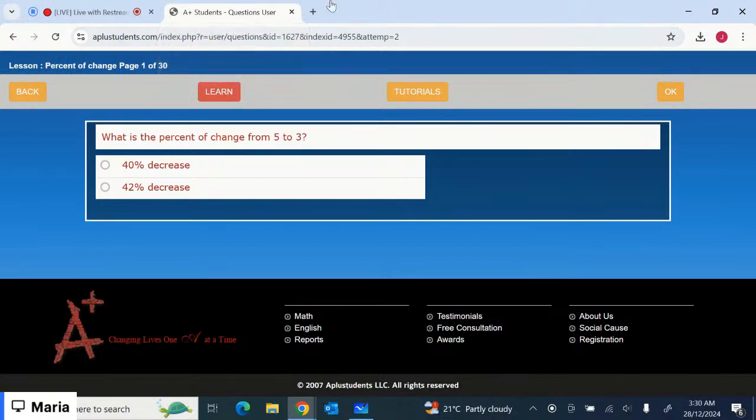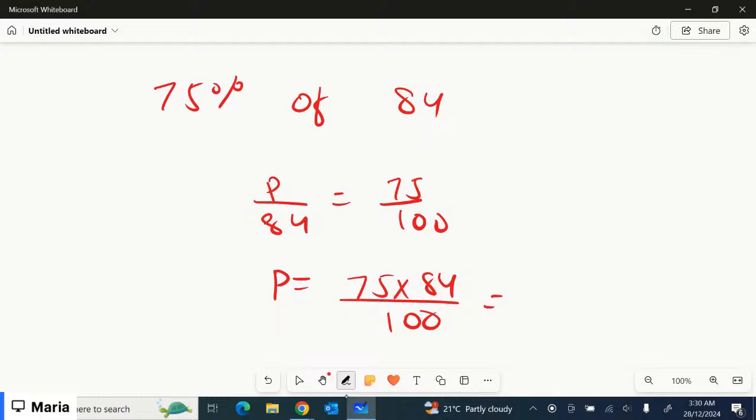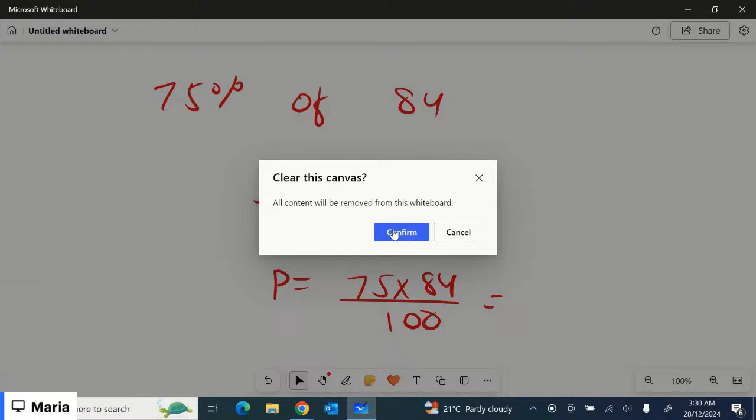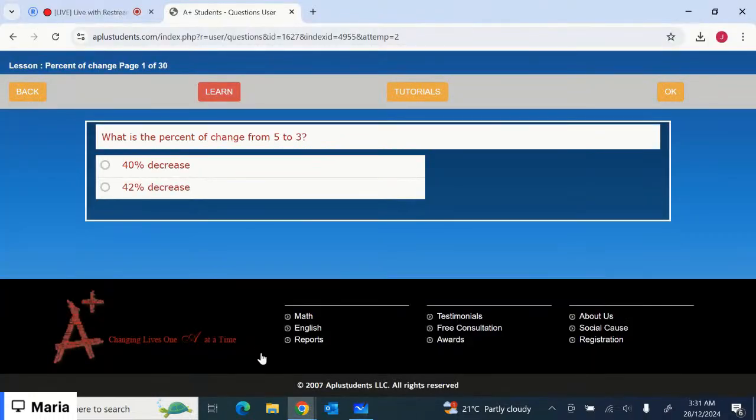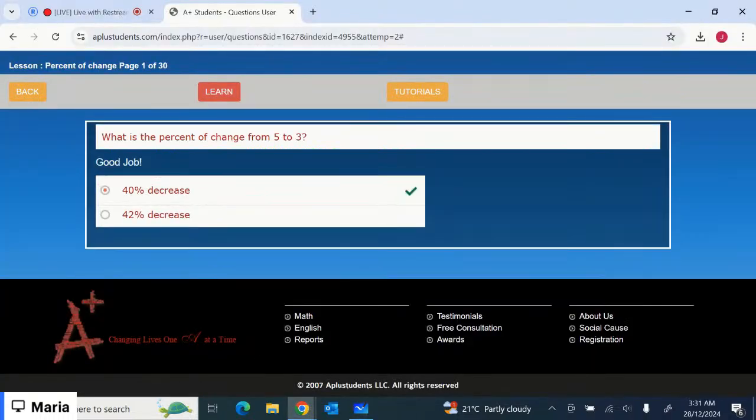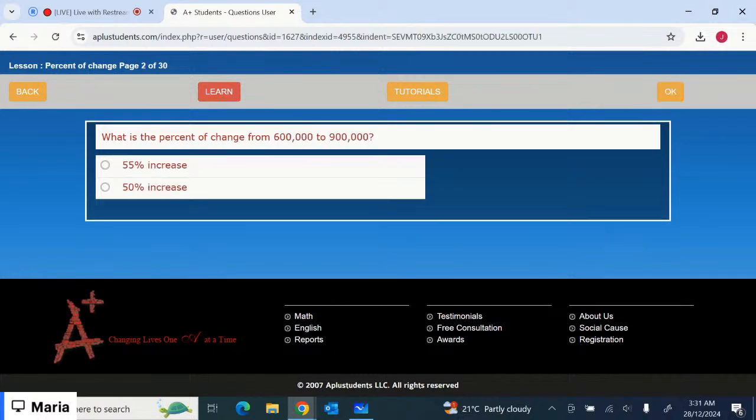What is the percent of change from 5 to 3? That is a decrease. From 5 to 3, 5 minus 3 is 2. And originally that is 5. 2 by 5 it is. So just divide and multiply. So 2 divided by 5 times 100, that is 40. That is a decrease, 40% decrease. Option number 1 is the correct option.